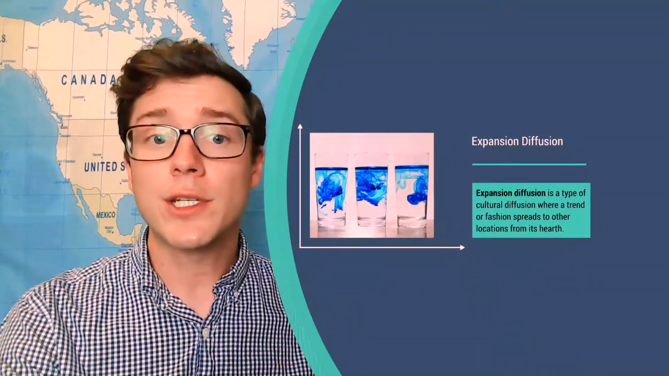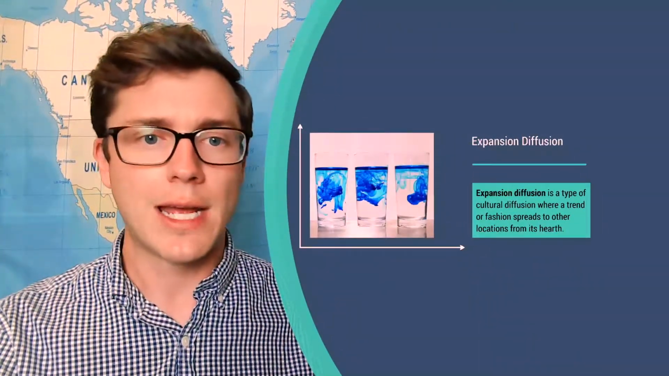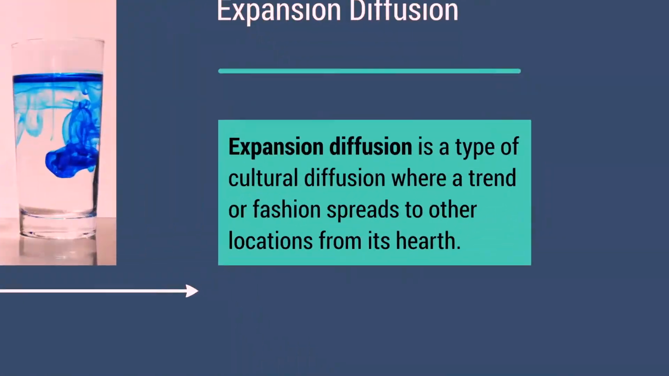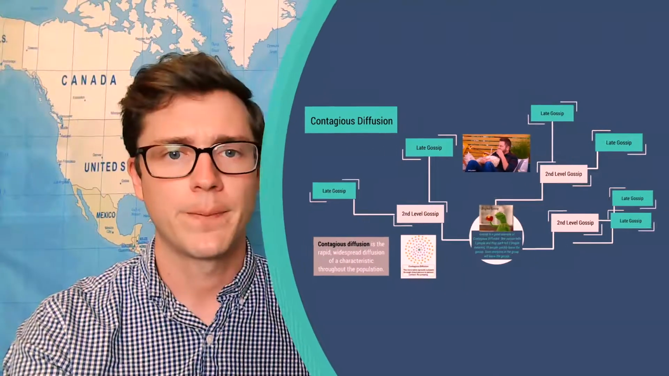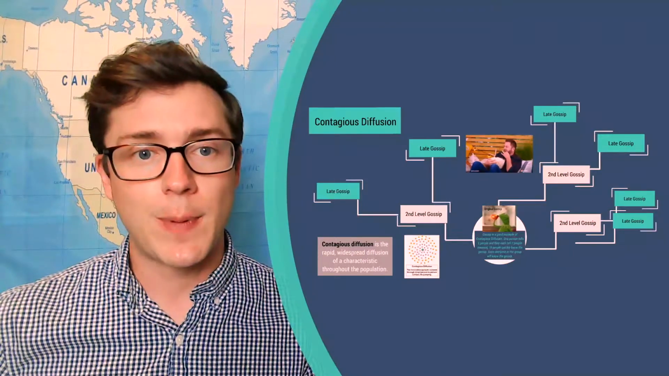So that brings us to expansion diffusion. And expansion diffusion has a couple of different types. But basically, expansion diffusion is cultural diffusion where a trend or fashion spreads to other locations from its hearth. So that means that new people are adopting it. The big difference between expansion and relocation is that in relocation, there are no new adopters to the cultural trait, and in expansion, new people are adopting the trait. So expansion diffusion is where it spreads to new places and new people. There are three types of expansion diffusion.